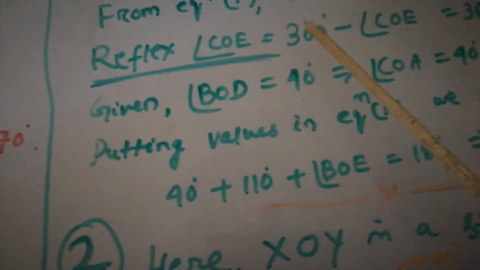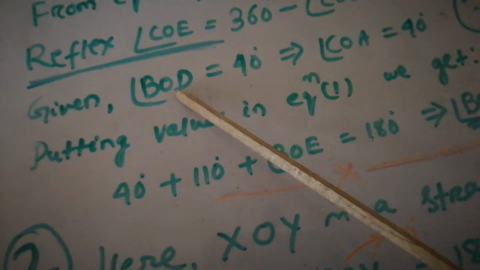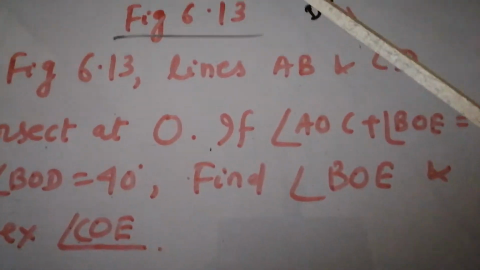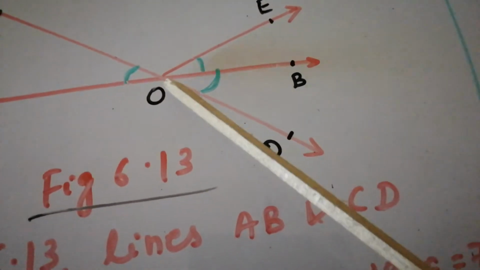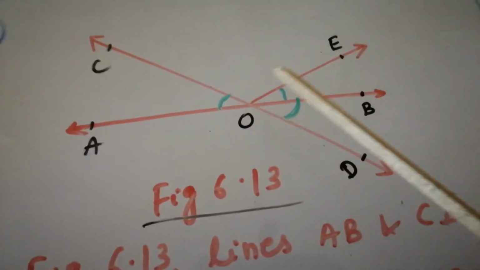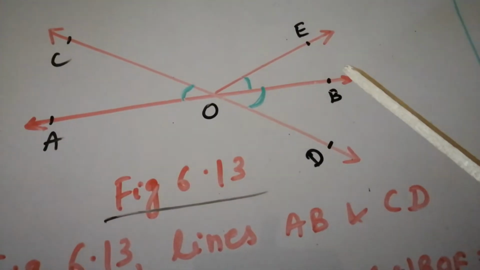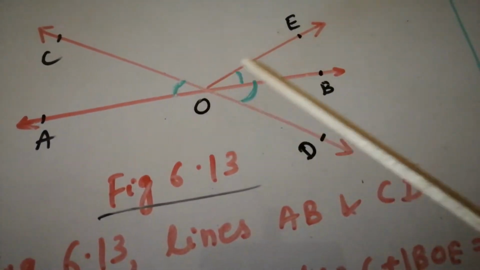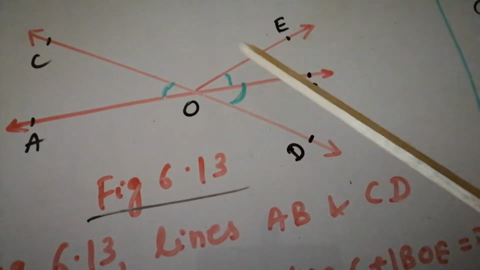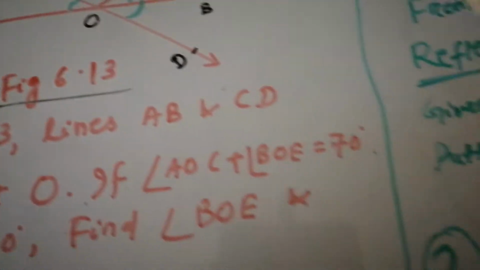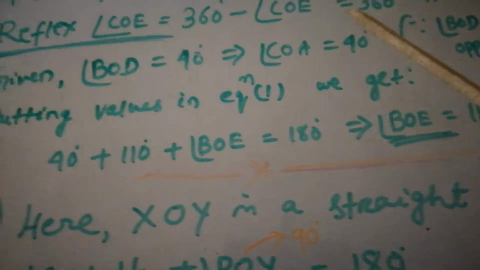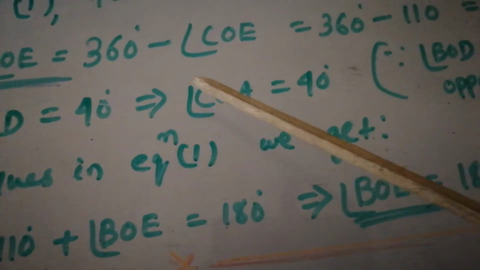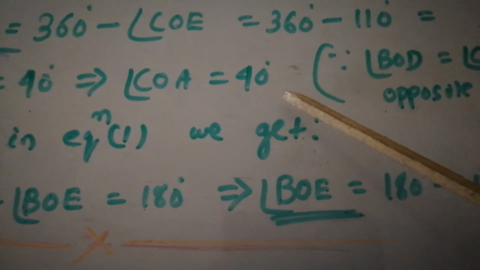Fine. Also, it is given that angle BOD equal to 40 degree. We can see angle BOD and angle COA, these two are opposite angles because the straight lines CD and AB are intersecting each other at point O. Fine. Next, what can we write? We can write angle BOD equal to 40 degree, angle AOC is also equal to 40 degree.